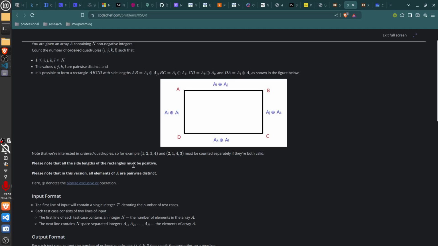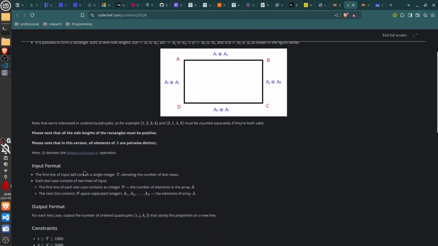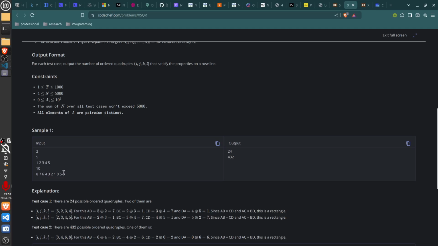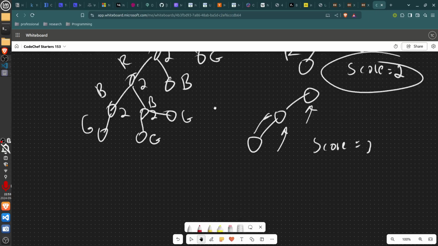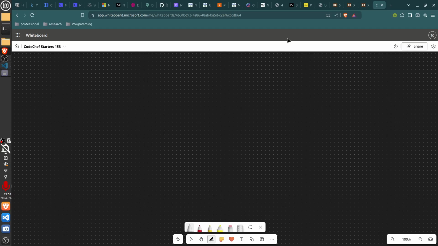Please note that all side lengths of the rectangles must be positive. Almost. So let's go through one of the examples. Actually, I don't even need this example, but I'm going to just set it up. So you could have something like 1, 2, 4, 7, or you could have 1, 2, 3, 4, 5, 6, 7, 8, something like that. They'll have to be distinct.